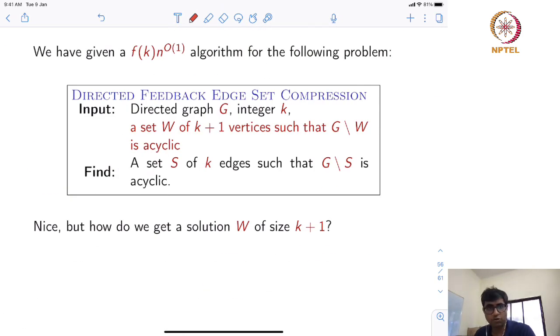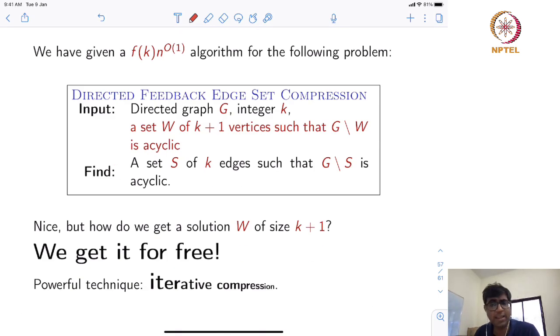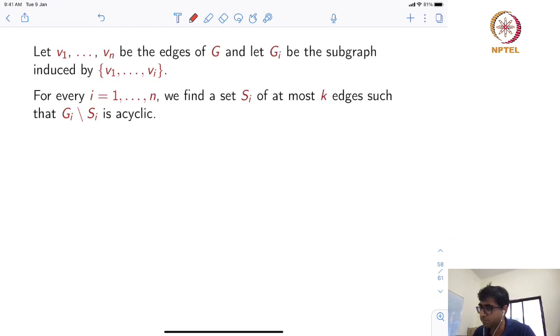But as I told you, we have given an f of k poly n algorithm for the following compression problem. You are given a set W of k plus 1 vertices, so that G minus W is acyclic. How do you get such a set? So now we will get it for free. Iterative compression, we have seen it several times, but let's just do it once more.